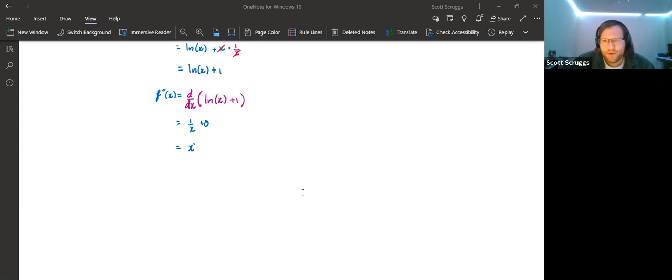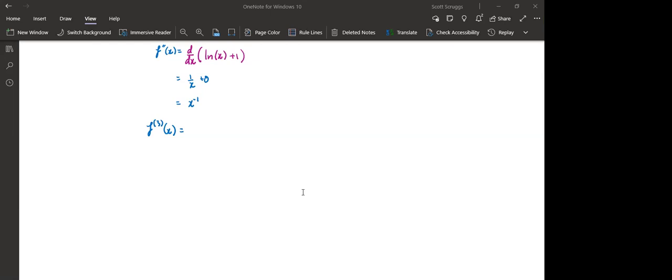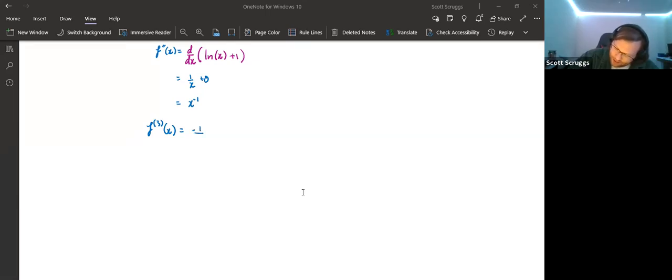And on purpose, I'm going to write that as x to the negative first power, because that will help me figure out what the third derivative is. So if I now know that the second derivative is x to the negative first power, what will the third derivative be? Would it be negative x to the negative squared? Exactly right.